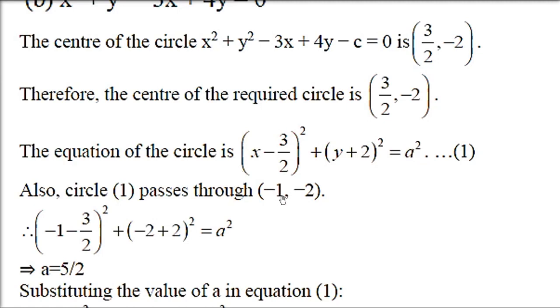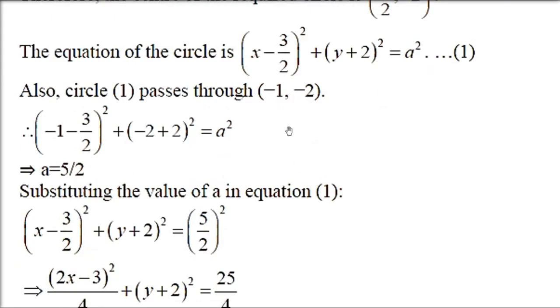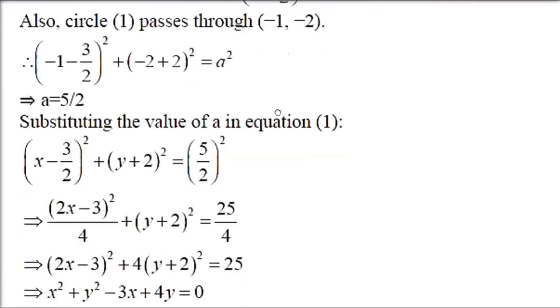This is the equation of the circle, because both the centers are the same. Now the circle is passing through (-1, -2), which we are interested in. So put x as -1, y as -2. So you will find a as 5 by 2. Now put it here again in equation number 1.